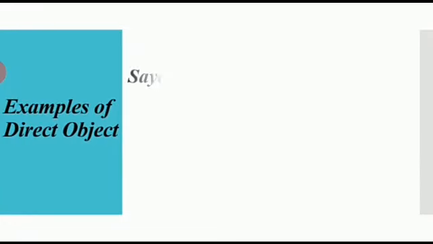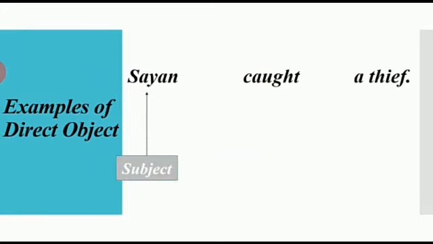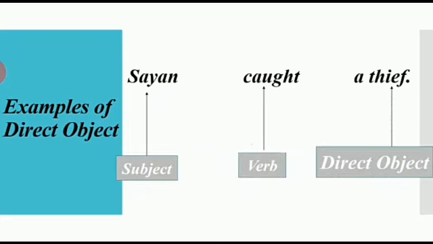For an example, Shayan caught a thief. So here Shayan is the subject, caught is the verb, and a thief is the direct object. Means the verb needs the object here, which is the direct object. Caught a thief. So whom did Shayan catch? He caught a thief. So a thief is the direct object. This verb requires this direct object.